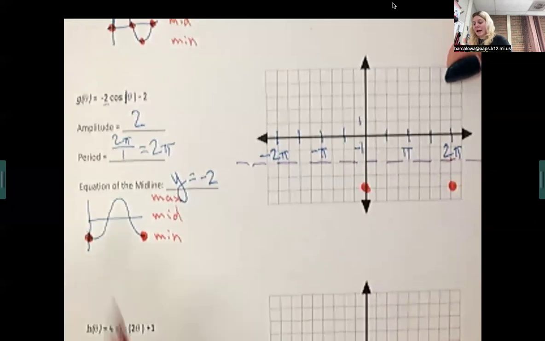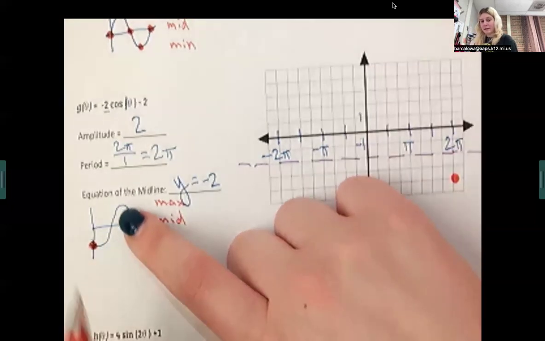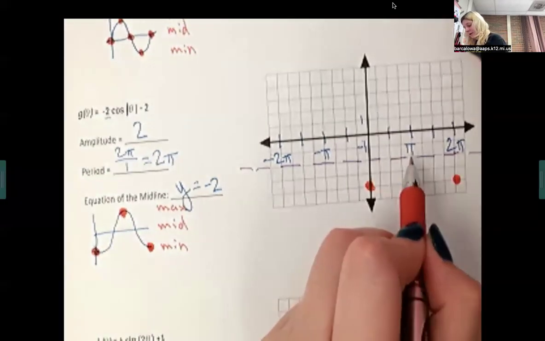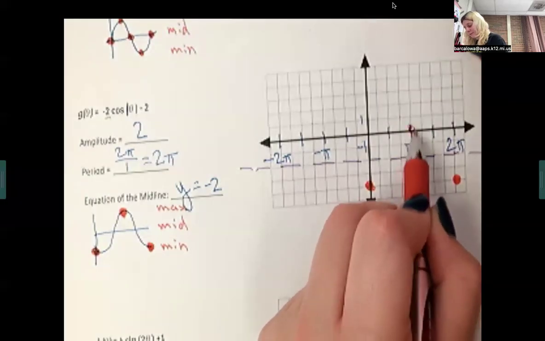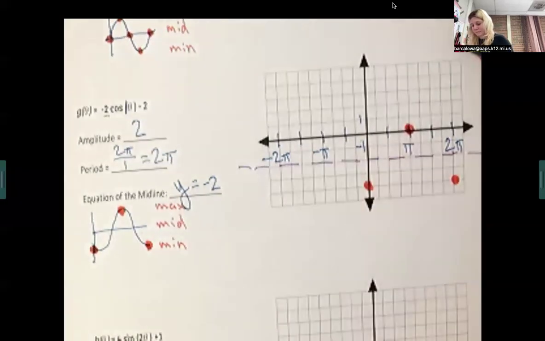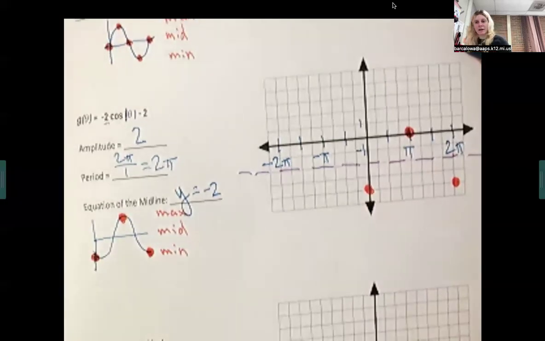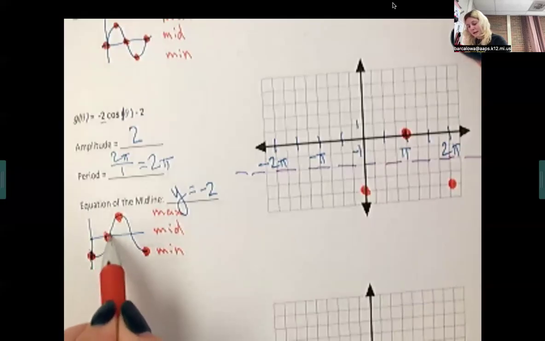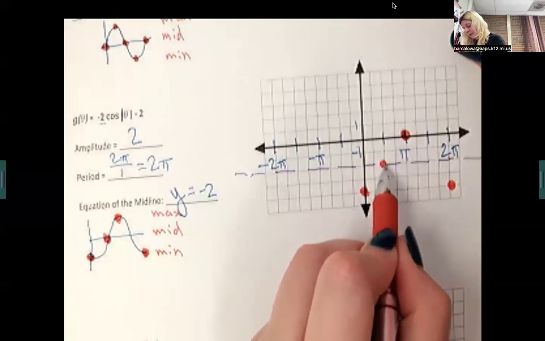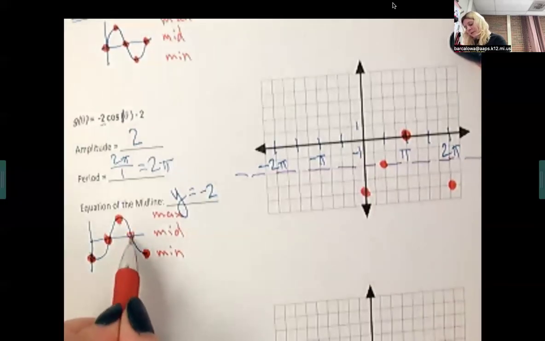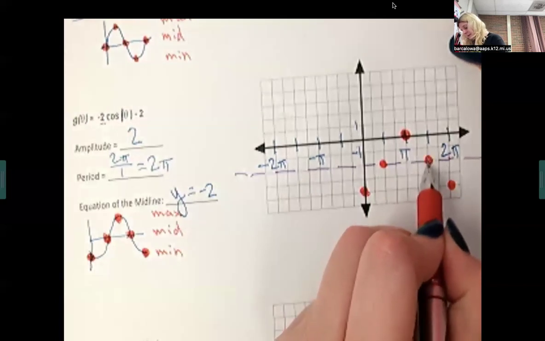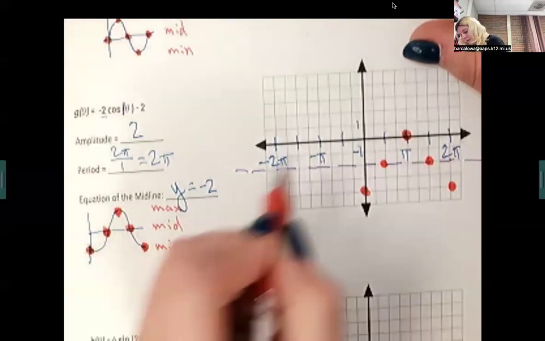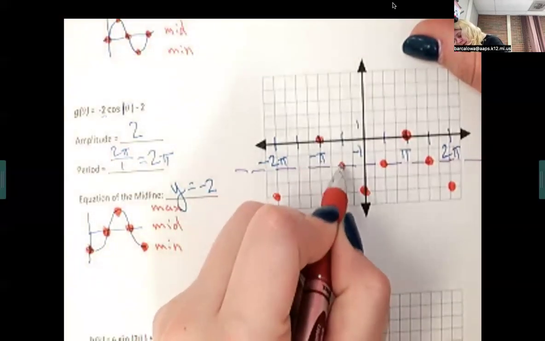All right. Halfway between these 2 points is a maximum. Okay, so at my halfway mark, I'm going to put my pencil on the midline, count up 2. Okay, then we just got to cut in half again. We need 5 key points. So halfway between these 2 is a midline point. So at this tick mark, I'm on the midline. Halfway between these 2, I'm also on the midline. There we go. Copy paste. Have the same exact shape.